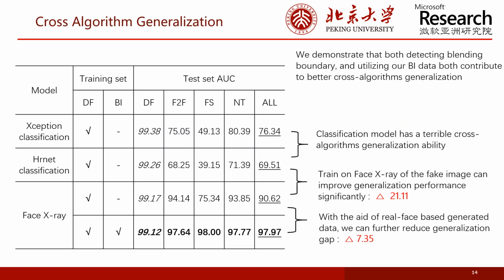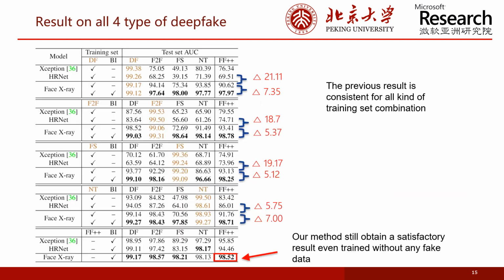As in this table, row 1 and row 2 show that changing the backbone won't solve the generalization problem, and in row 3, training on the face X-ray of the fake image can already improve generalization ability. And with the aid of the generated data, which is called BI in this table, we can further reduce the generalization gap. Finally, the conclusion stays the same for all kinds of manipulation, and as shown in the last row, we surprisingly found that our method can achieve a pretty good result without any fake data.